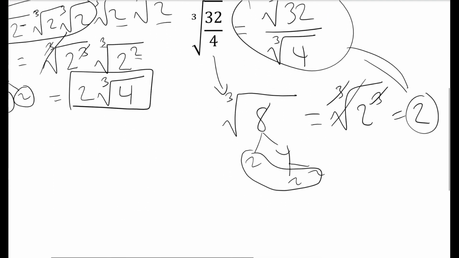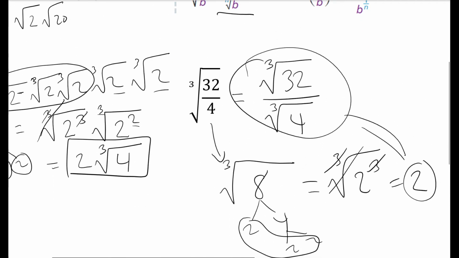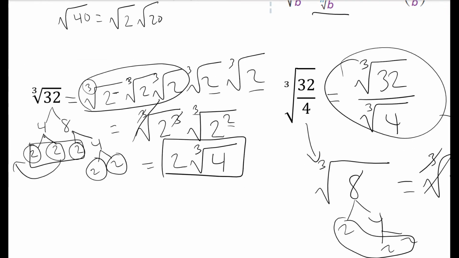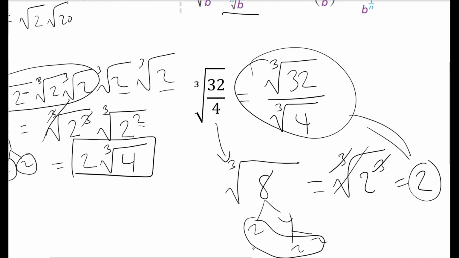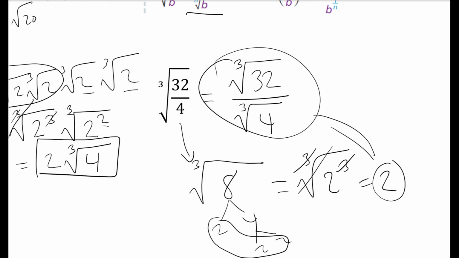All right, so hopefully you have an idea of how to use the property. It's very straightforward. If you have a product, then you can split it into separate multiplications of radicals, or if you have a quotient, you can split it into 2 quotients separated by the fraction.